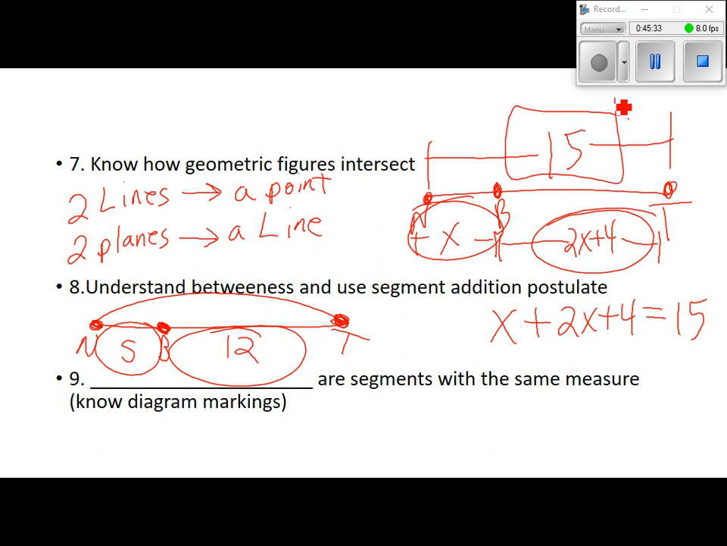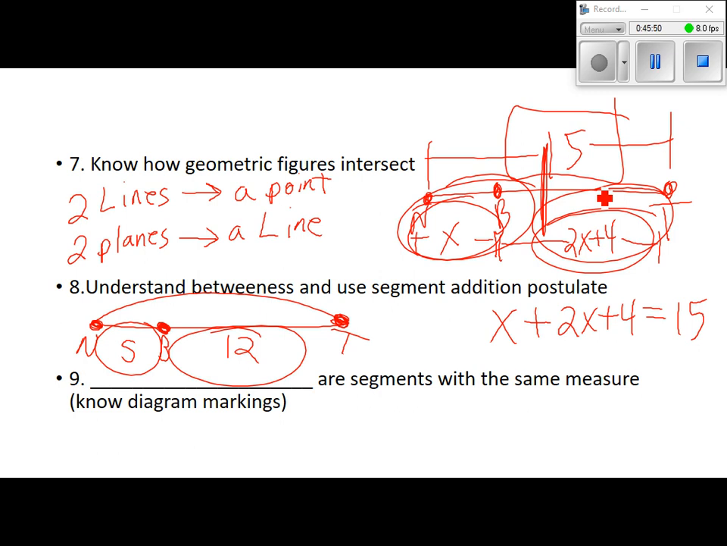Now the problems that we just got done doing, is that the way you set those up? That one was a midpoint, right? So we said this part had to equal that part. You got to be able to tell the difference.